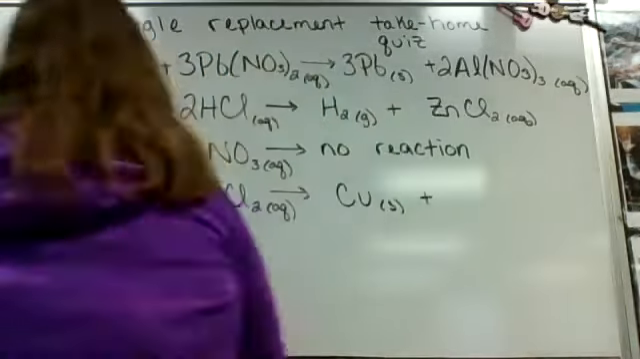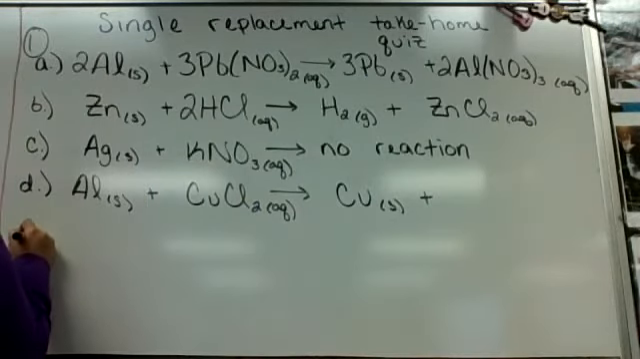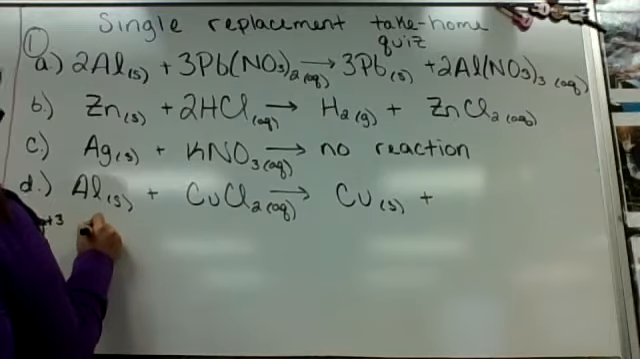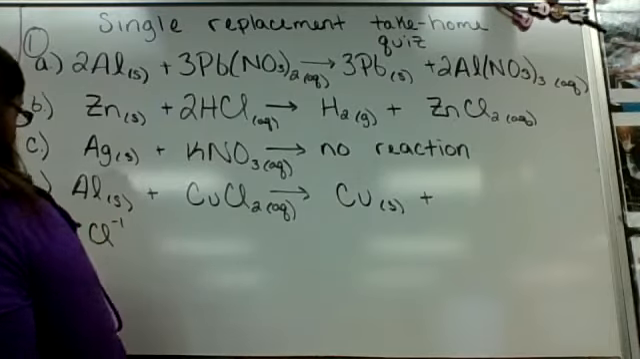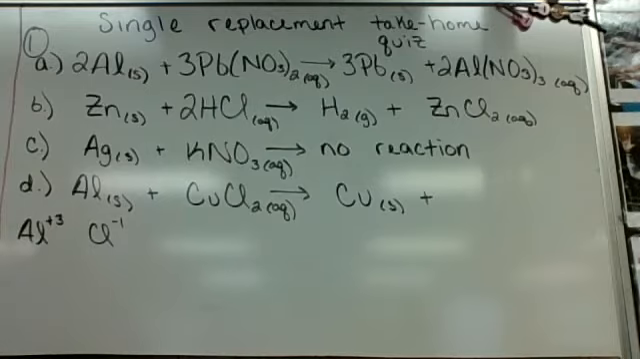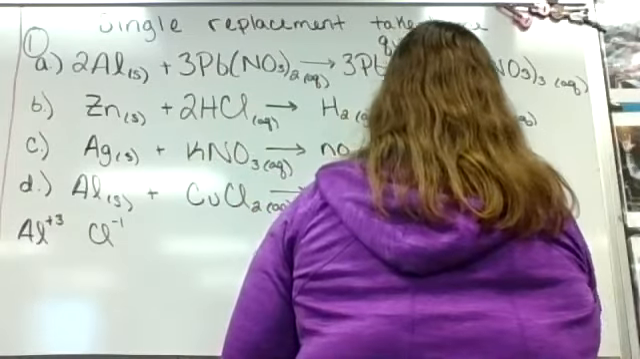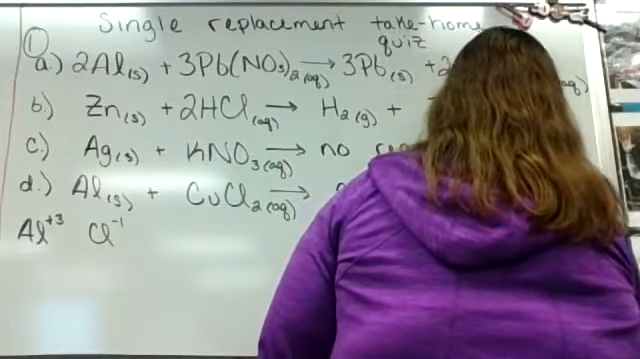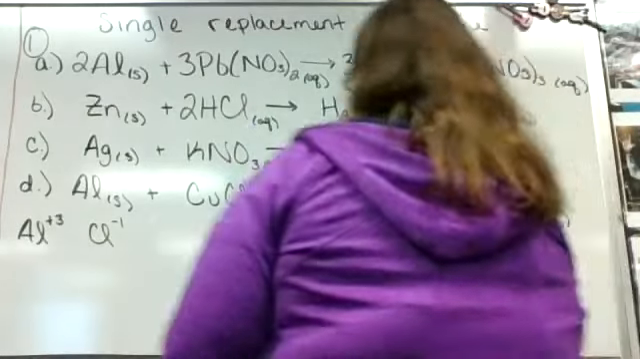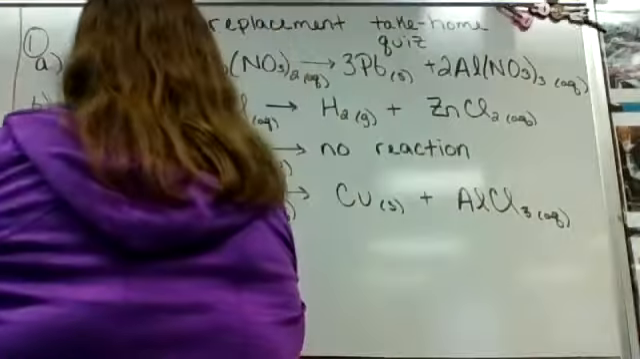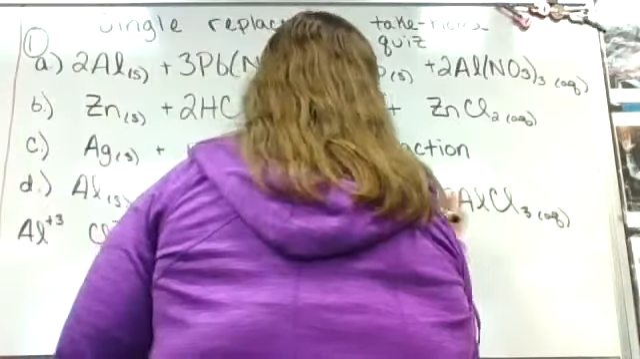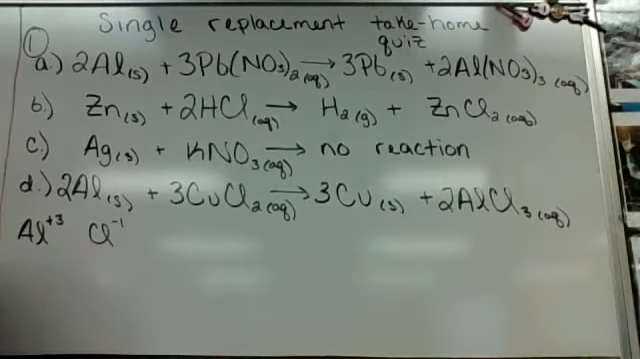And then Al is going to be with the Cl. Worry about your charges. Al is a +3, Cl is a -1. So what is the formula for aluminum chloride? AlCl3. Aqueous. Balance. And then that's all to it.